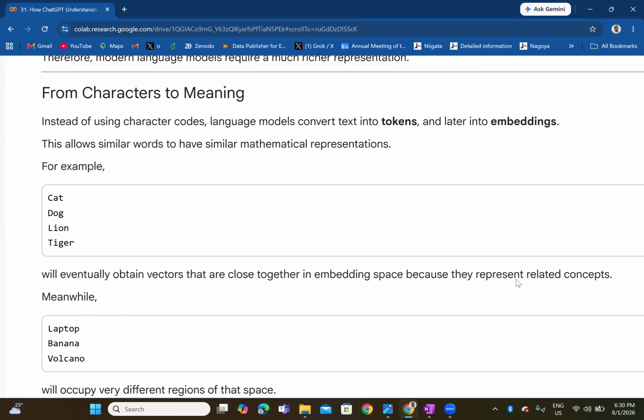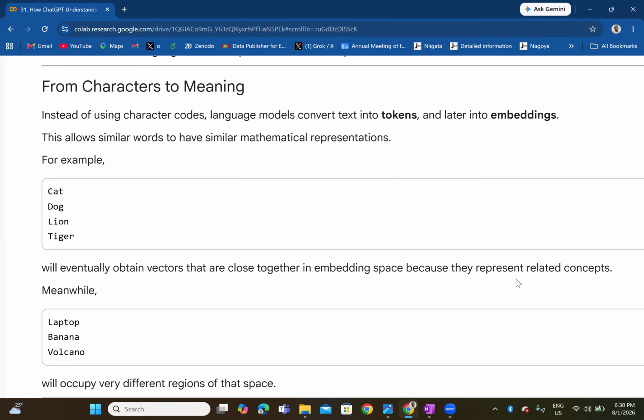That takes us from the idea of characters to meaning. Instead of just working with characters, we now go to meaning. So instead of using character codes, language models convert text into tokens and later into embeddings. This allows similar words to have similar mathematical representations. For example, with cat, dog, lion, tiger, we will eventually obtain vectors that are close together in embedding space because they represent related concepts. Cat, dog, lion, tiger are all animals, of the cat or dog family.